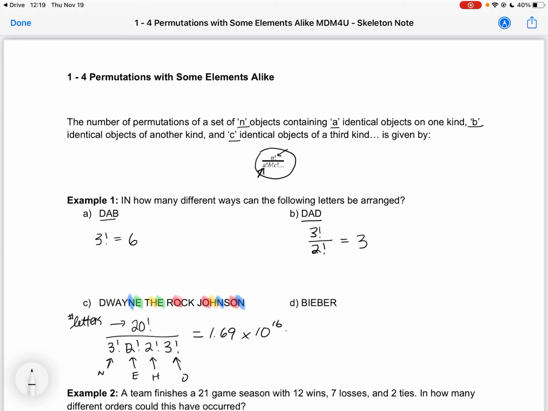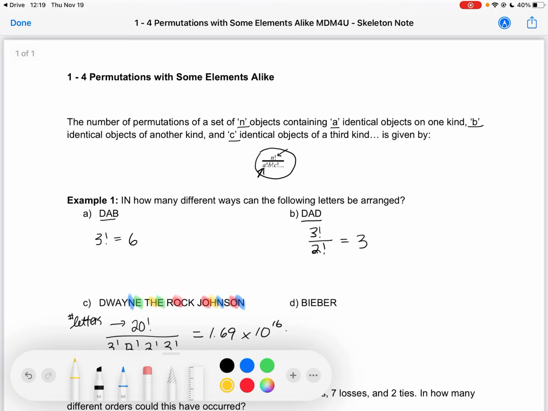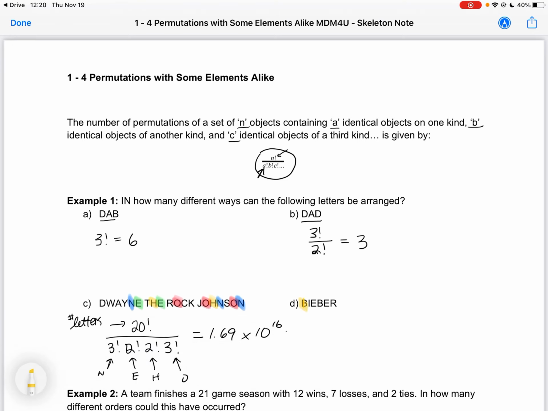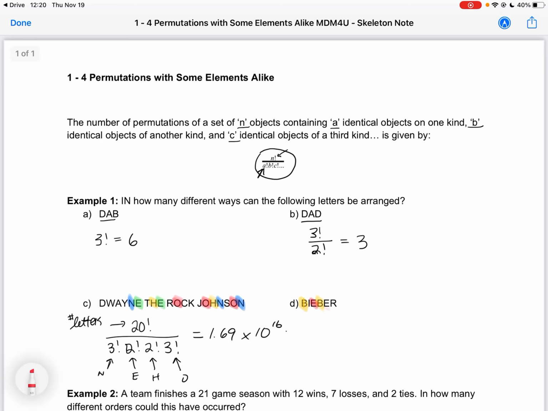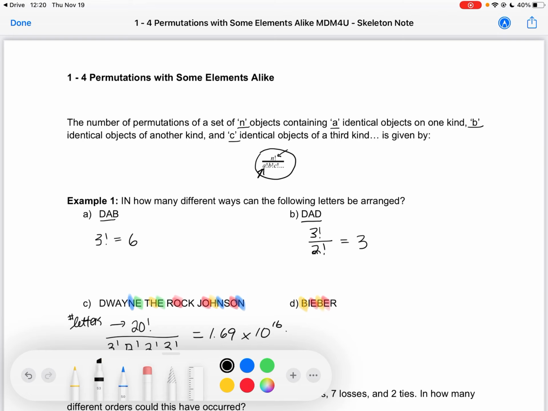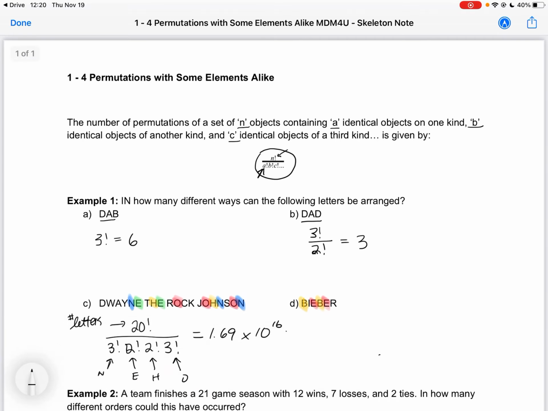The last one we're going to do is Bieber. So again, I'm going to highlight our common letters here. So we've got a B, 2 B's, and then we also have 2 E's. So we're going to start with our total number of letters on top, which is 6. And then we're going to divide by the number of repetitions that we have. So our B repeats twice, and our E repeats twice as well. Evaluating that on your calculator gives you 180 different ways those letters can be arranged.